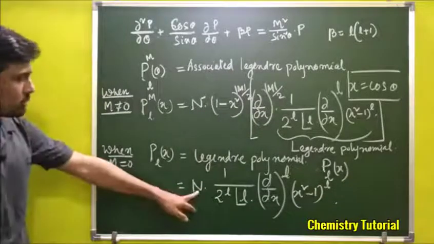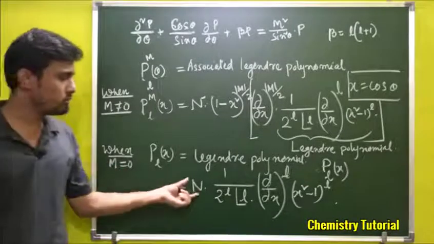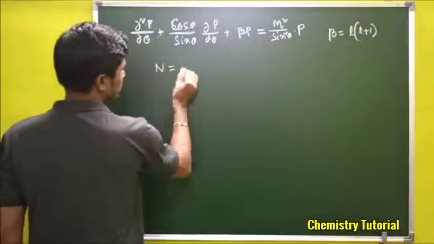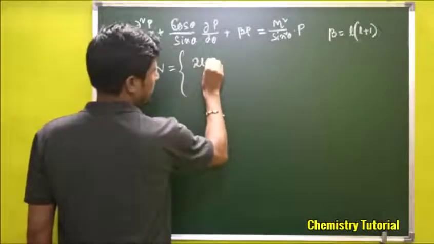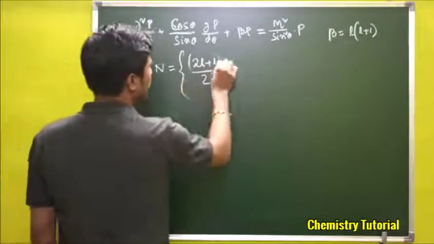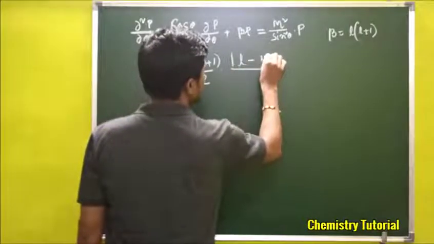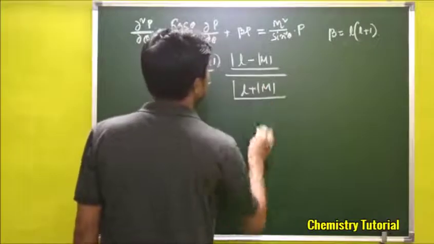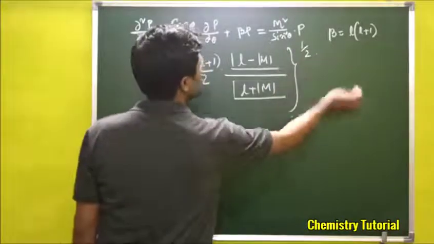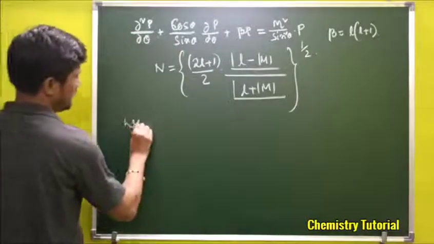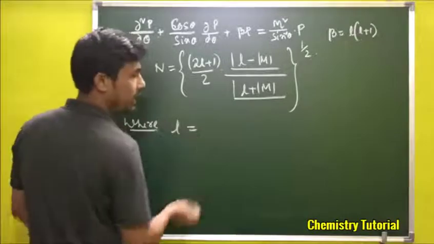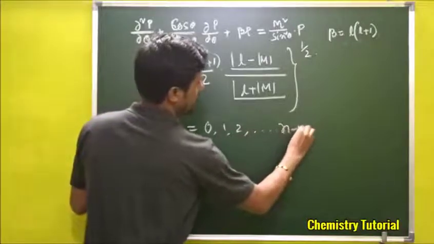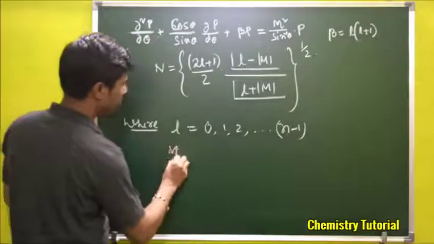Now we'll see the value of the normalization constant. What is the value of the normalization constant? Its value will be twice L plus 1 divided by 2 into factorial L minus mod of m divided by factorial L plus mod of m, whole to the power 1 by 2. Okay, here you see the value of L is the angular quantum number. Its value will be 0, 1, 2, 3 up to n minus 1, where n is the principal quantum number, and the value of m would be from 0.